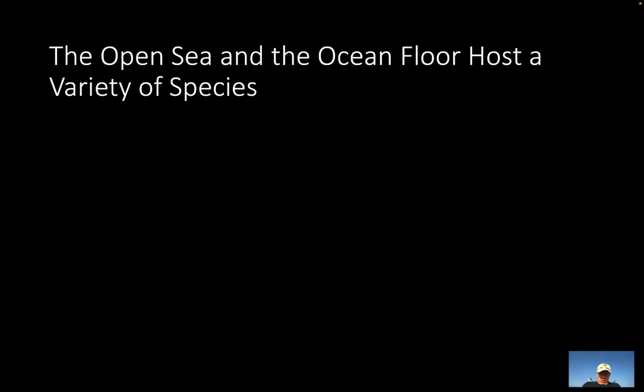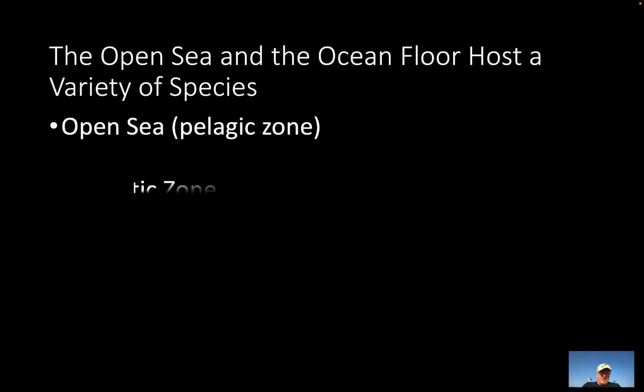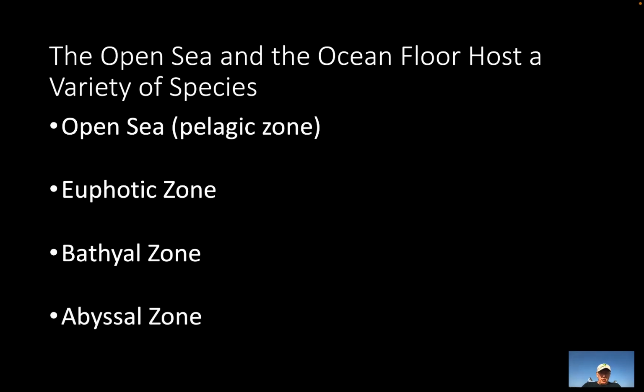All right, so back to the ocean again, and the open sea and the open floor. Another word for you to remember is the pelagic zone, that's the open sea. Then there is the euphotic zone, as I mentioned before, that's the zone that gets the light. I mentioned the bathyal zone and the abyssal zone too, and there is less and less light available as you go down. But the euphotic zone is where photosynthesis can happen, and that's where the light is.